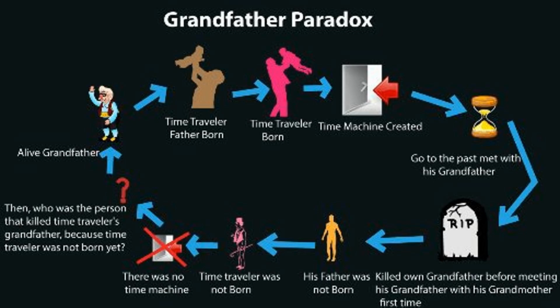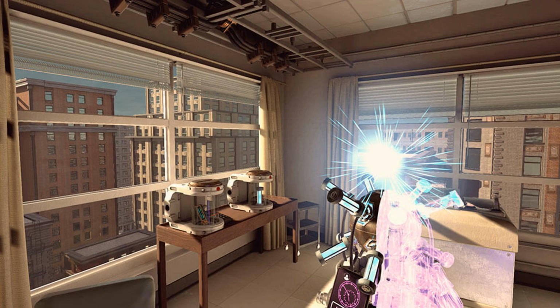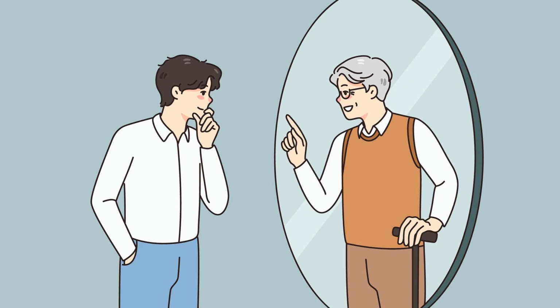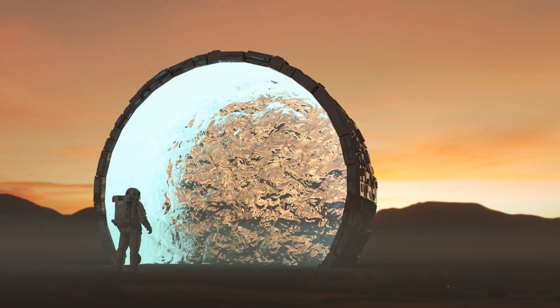Imagine someone going back in time and preventing their own birth by killing their grandfather before their parent is conceived. This creates a contradiction because if the time traveler was never born, then they couldn't have gone back in time to kill their grandfather. The grandfather paradox highlights the inherent challenges and contradictions that occur when we tamper with the sequence of events in time. It raises fascinating questions about causality, free will, and the nature of existence itself.